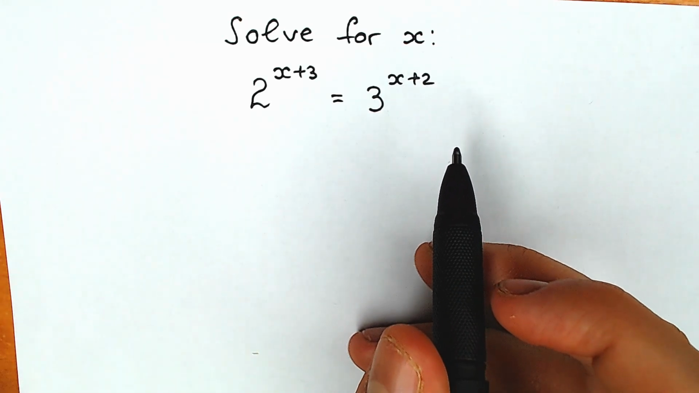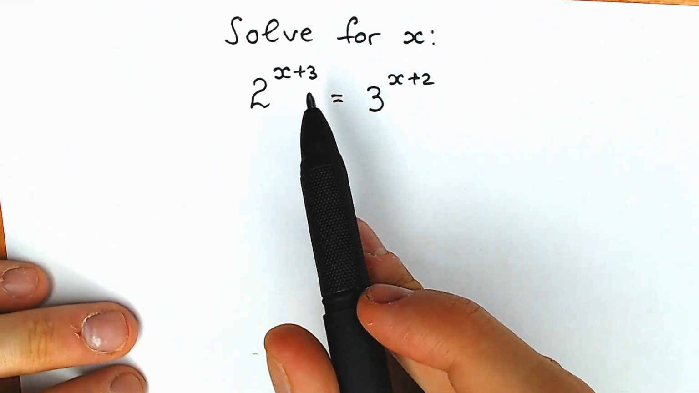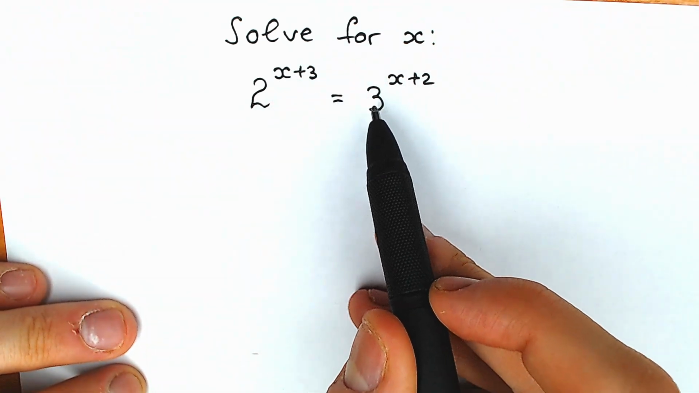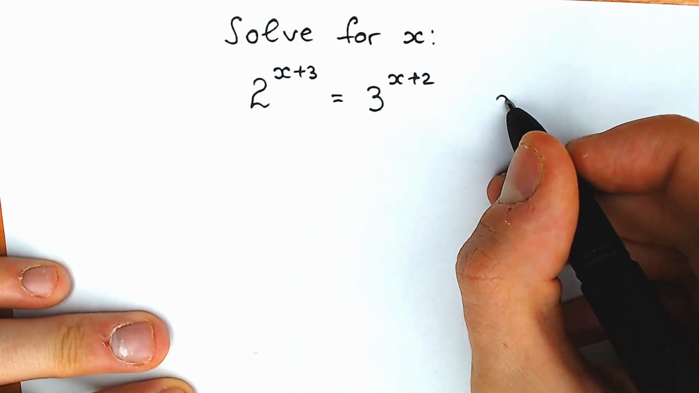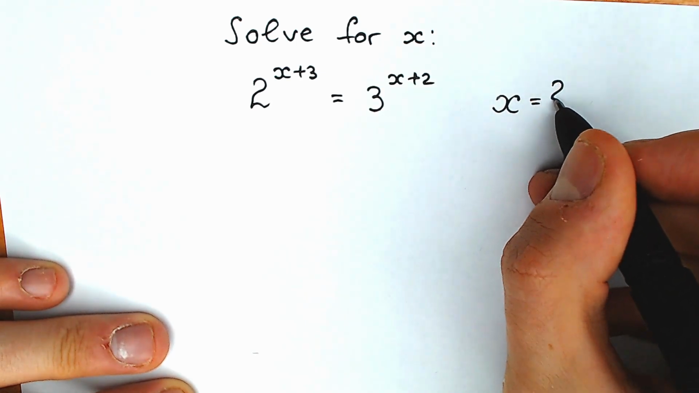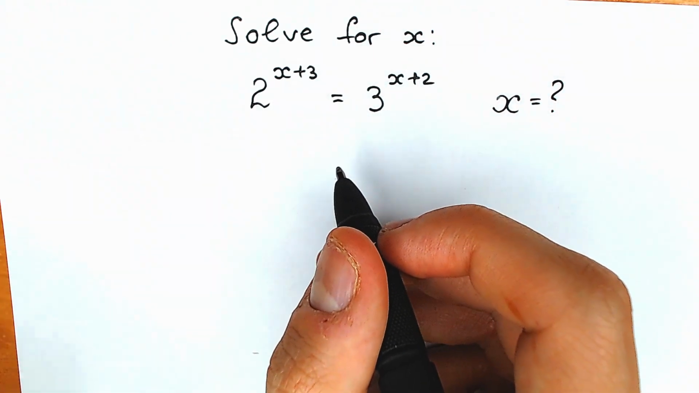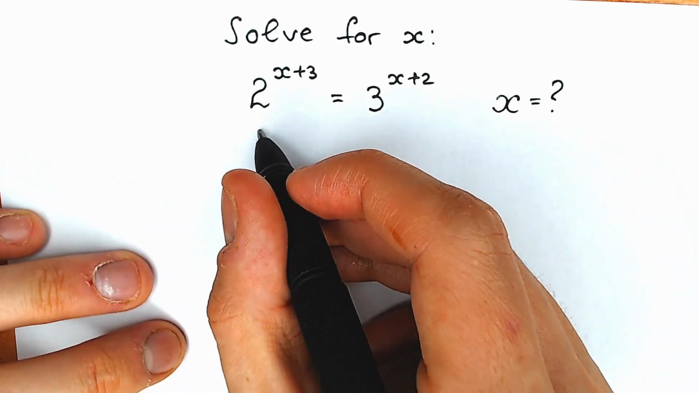Today we have a very interesting Olympiad question. We have the exponential equation 2 to the power x plus 3 equals 3 to the power x plus 2, and we need to find our x. If you have your solution, you can also write it down in the comment section, and we will check our answers here in just a few minutes. So just trust me, it will be really interesting. So let's start, let's solve it.